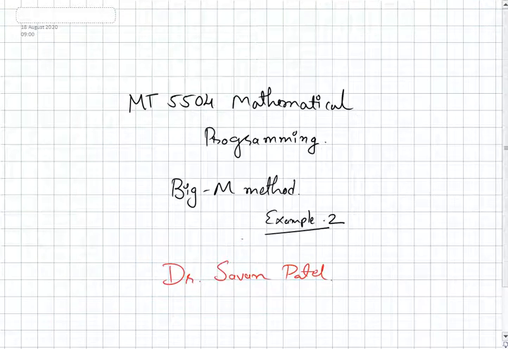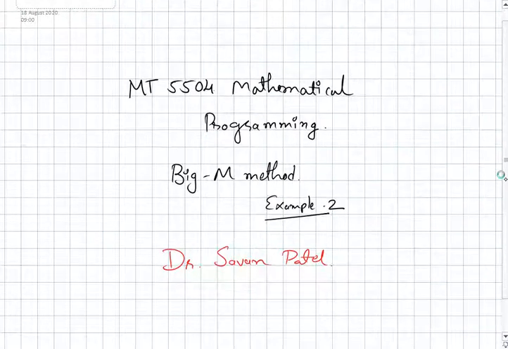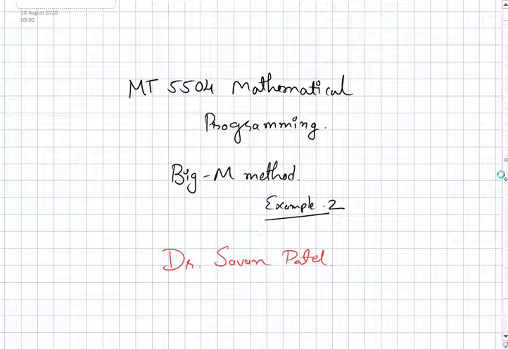In MT 5504 mathematical programming, we are at the stage of the big M method. We have seen one example previously. Today we are starting another example. The first example only had equality in the sign. Today we will start with the inequality in the sign.